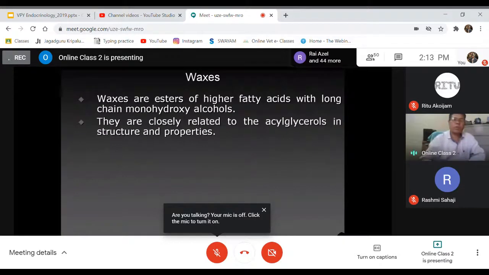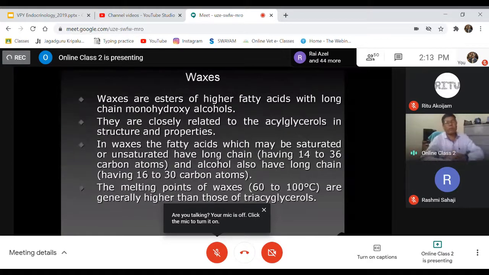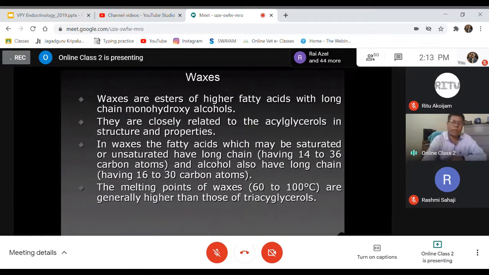Okay, so these are some of the differences. The first is that the alcohol present is a long hydrocarbon chain with one hydroxyl group. Then second is that the fatty acid present is a long chain fatty acid.